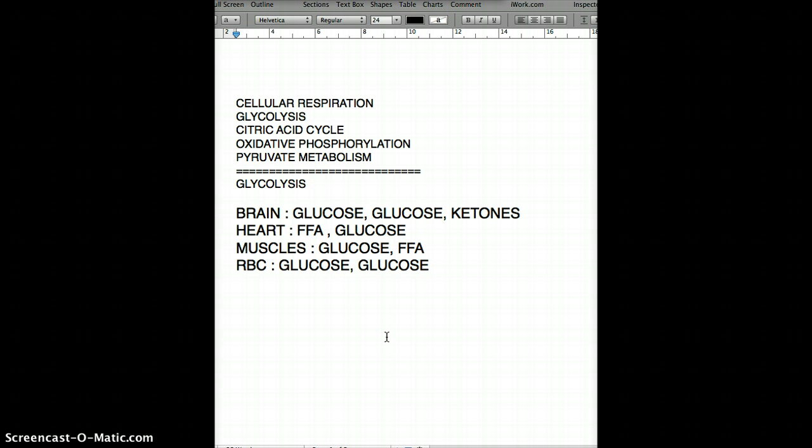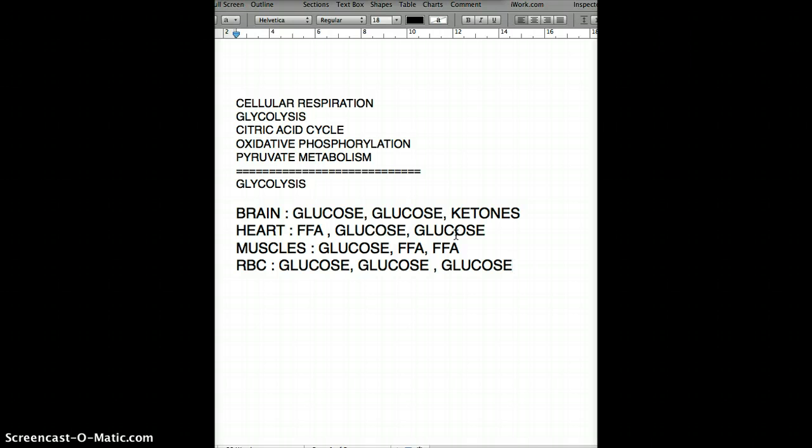Last but not least, what is the source of energy for each one of these when we talk about extreme stress? Under extreme conditions, for brain, the source of energy is ketones. For heart, the source of energy is glucose. For muscles, the source of energy is still free fatty acids. And for RBC, it's going to be glucose.